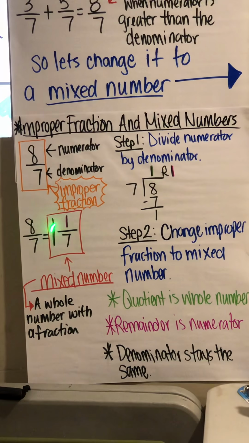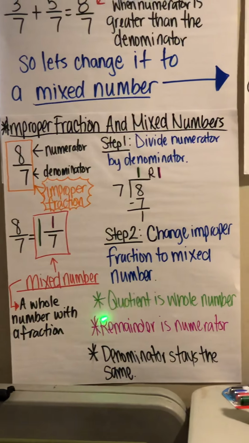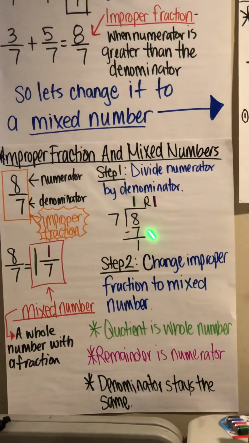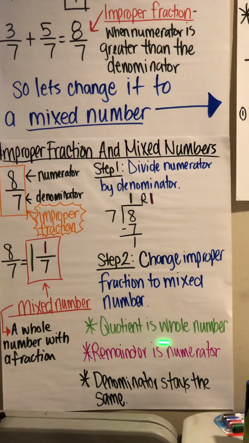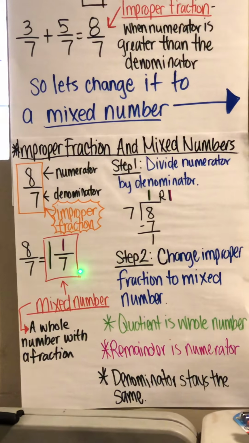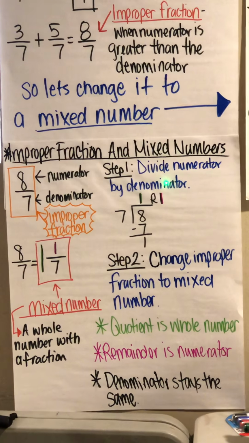This is called a mixed number. It's when there's a whole number with a fraction. I color coordinated the quotient green so that you know that the quotient is the whole number. The remainder is the numerator, and the denominator stays the same. So that's how you change an improper fraction to a mixed number.